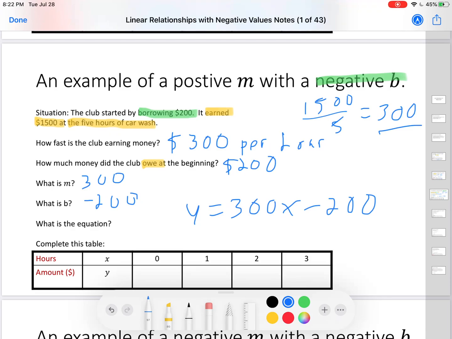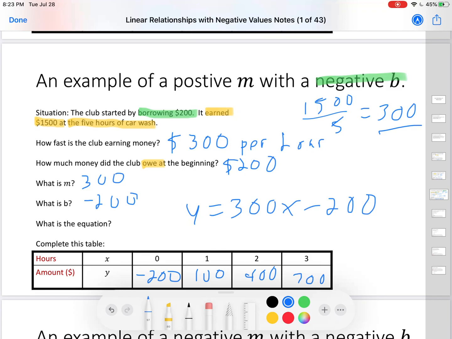All right, hours. Let's fill in the table. 0 at the beginning. Owe 200, so negative 200. That's what B is. We're gaining $300 an hour. Negative 200 plus 300 is 100. 100 plus 300 is 400. 400 plus 300 is 700. That fills in the table.